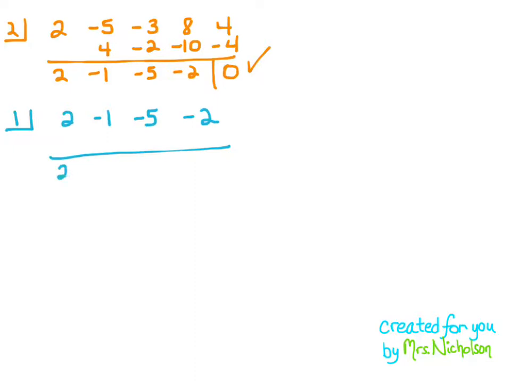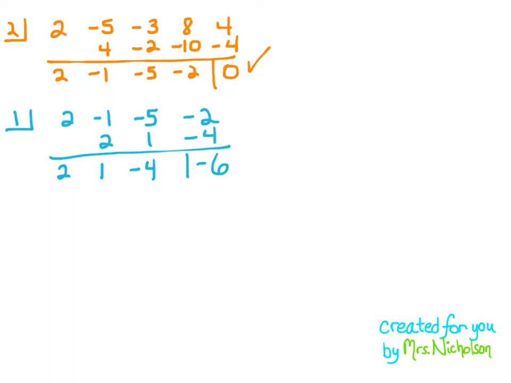So I'm going to bring down the 2. 1 times 2 is 2. Negative 1 plus 2 is 1. 1 times 1 is 1. Negative 5 plus 1 is negative 4. And 1 times negative 4 is negative 4, and I get negative 6. So 1 is not a 0.